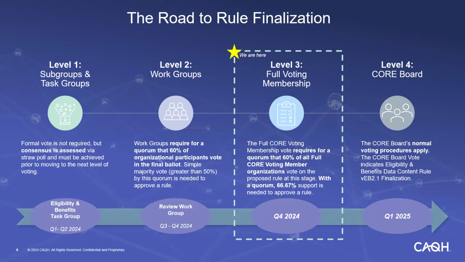So through this process, as you've seen here, we are on level 3. We've already completed our subgroup and task group work. Our review work group has completed their work, and we'll go through the results of our balloting with our review work group in just a minute. But we are moving into our full voting membership. This is where you, core participating organizations that conduct the transactions, who exchange the data themselves. So this would exclude associations because they don't actually do the transaction. These would be real live health plans and provider organizations, vendors and clearinghouses that conduct the transaction who will be conducting the vote.